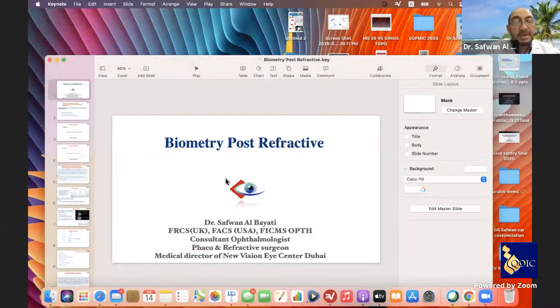Exactly. The vertical coma, they usually have a higher coma in the lower part, so it's enough for them to read and they are happy with it. So we don't need to change their life to unhappy. I think it's time to share my presentation, and we will go through and look at what we have here. That's biometry post-refractive surgery.